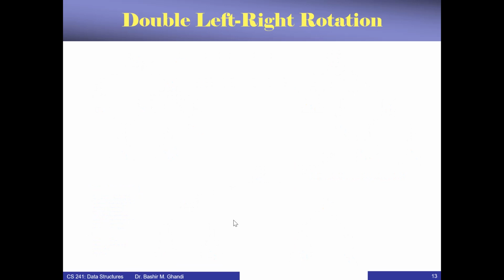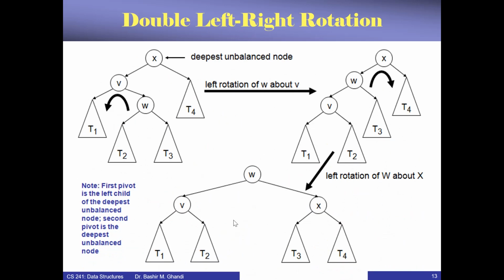The double left-right is similar. I don't have to go into detail about explaining it. But again, we note that the first rotation, in this case the left rotation, is done on the left child of the unbalanced node, not on the node itself. So we're going to rotate V to the left. So W will go up and you will end up like this. And then you now do the right rotation. So X will go down to become the right of W, and W will become the new root. Right, so these are rotations.